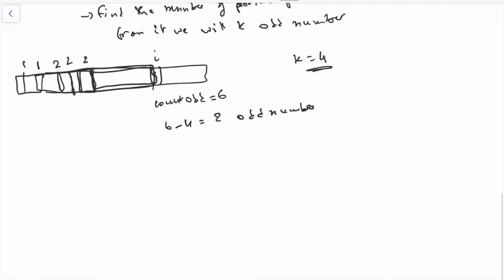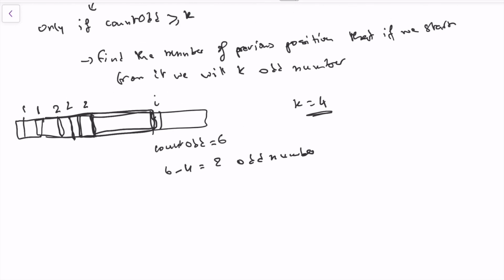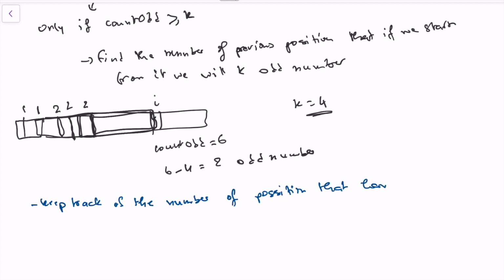And so you can see here it's very similar to the prefix sum problem. And so what does this mean? This means that we need to keep track of the number of positions that have x odd numbers, right?